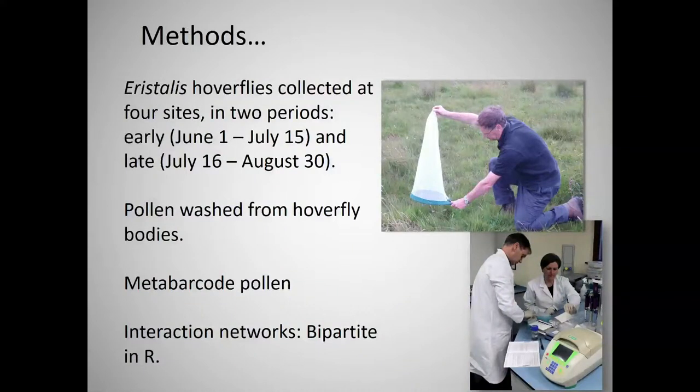Well, I collected Aristalis hoverflies from these four sites in two time periods: from the beginning of June through to the middle of July, early summer, and from mid-July through to the end of August, late summer. I washed the pollen from the hoverflies, metabarcoded the pollen to identify it, and then I generated interaction networks using the bipartite package in R.